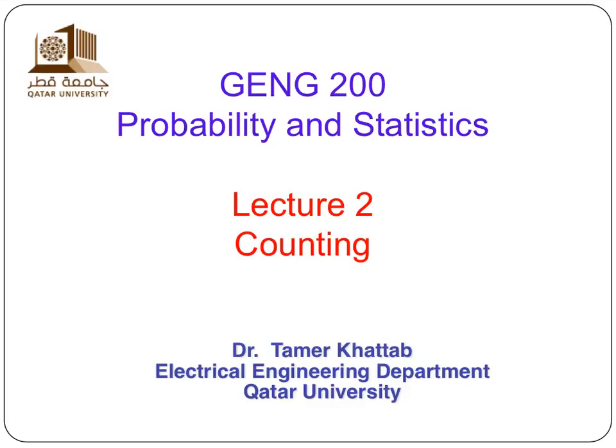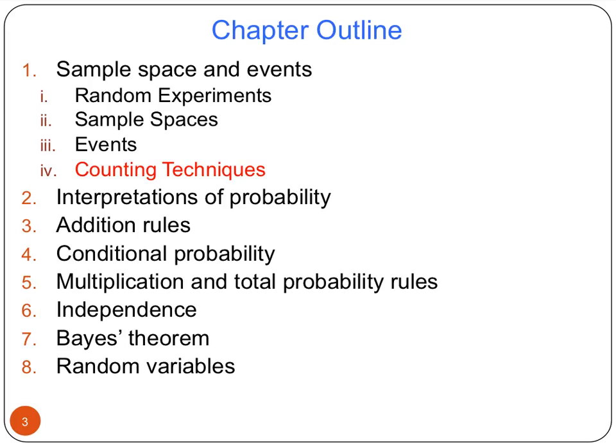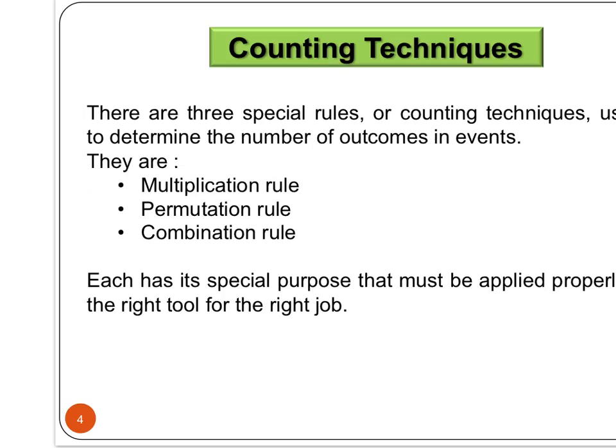In this lecture, we are going to focus on counting. We are talking here about counting the number of outcomes, whether it is the number of outcomes in a sample space or the number of outcomes in a particular event. This is part of the material that you can find in the second chapter, and the part that we are focusing on is particularly counting, as mentioned.